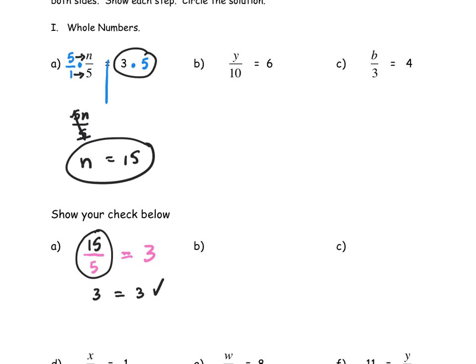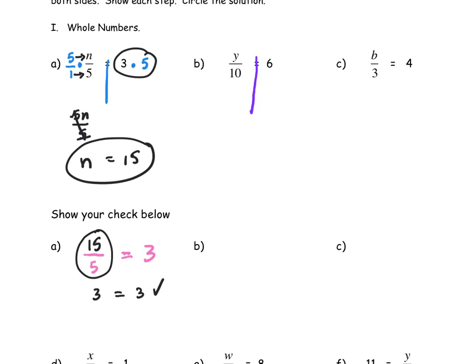So let's try this again. We're going to start with letter B. This is y divided by 10. We want 10 to go away. We want divided by 10 to go away. We want the y. We want to isolate y. So the opposite of dividing by 10 would be to multiply by 10. However, as you can see, this looks like a fraction, y divided by 10.